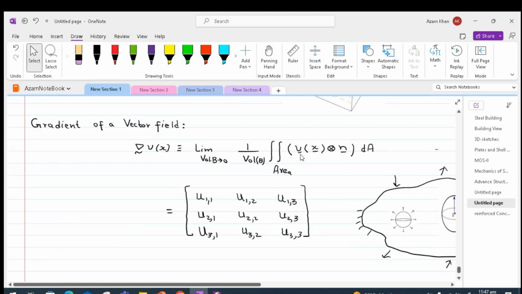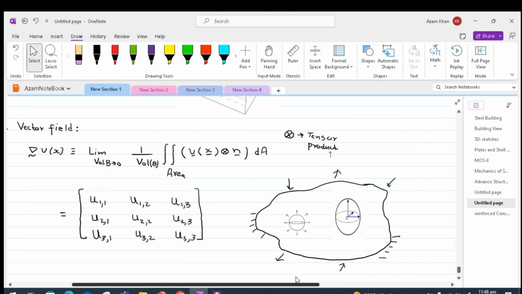That's why I have written it as a vector and another product which has a cross and a circle. This is tensor product. And tensor product is telling us that if we take a vector and take a tensor product with another vector, we get a tensor quantity.